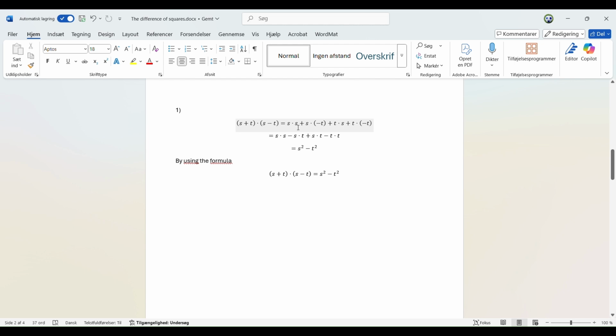So we get s times s, that's just the same term here, minus s times t for this term here, then plus t times s is the same as s times t, and then we say minus t times t, because plus and minus equals minus. And we end up with s squared, because s times s is s squared, and minus t times t is minus t squared. These two will, like the first example in the beginning, negate each other, because it says minus s times t plus s times t, and that will equal 0 all in all. So we end up with s squared minus t squared.